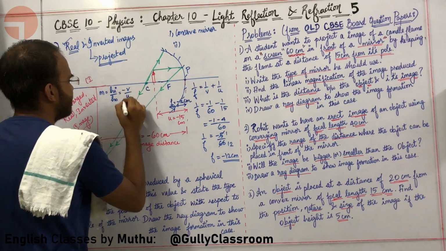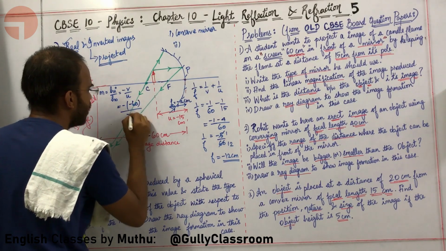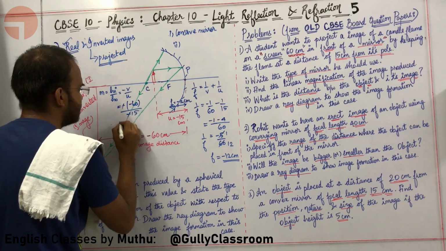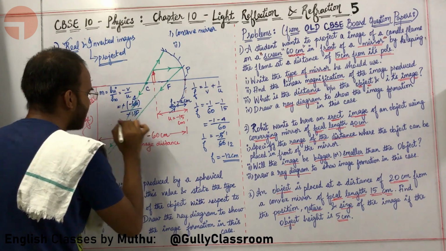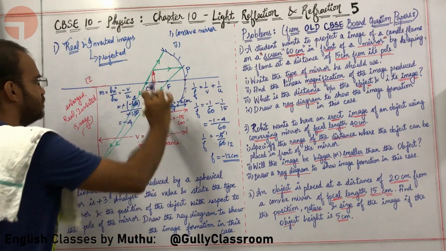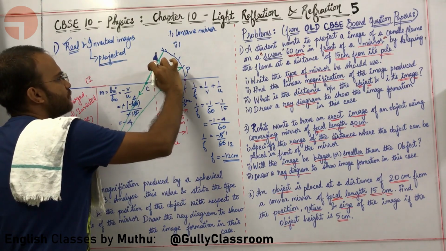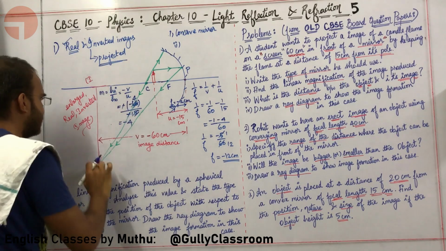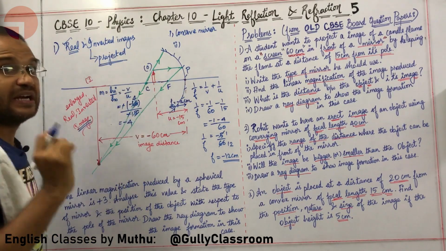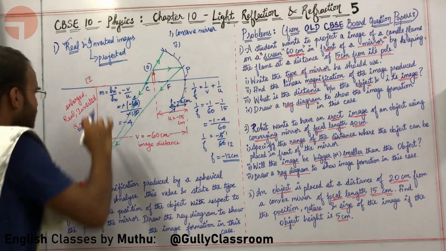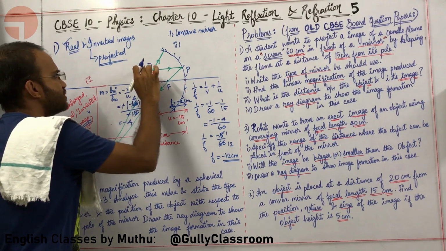I am going to substitute my value of v over here. What is v? Minus 60 divided by what is u, minus 15. Let me cancel these two negatives. Let me cancel 60 and 15. I will get 4. So magnification is minus 4. So this particular image is 4 times the height of this object. Let me repeat myself. This particular image is 4 times the height of this object.